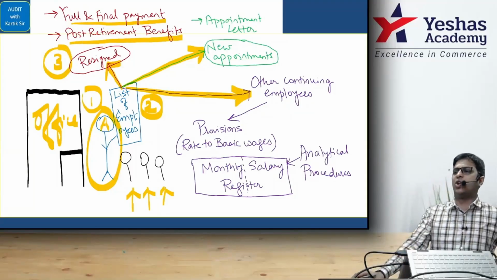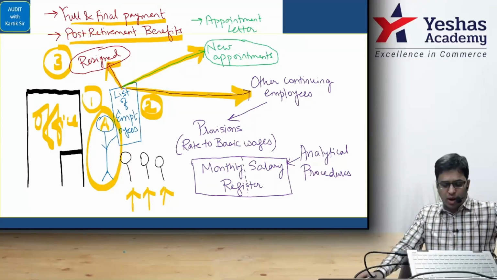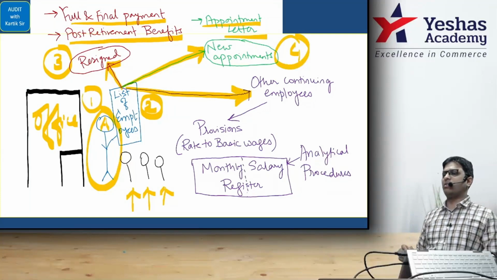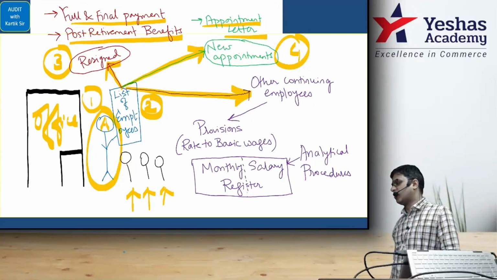Remember, provident fund, gratuity, all these things are there. So that is given. Okay, this is your point number 3. Point number 4: new appointments. Whether they are paying them the salary that was committed to them in the appointment letter. In the appointment letter, we must have committed some salary that we are paying them or not. That is what we'll check.